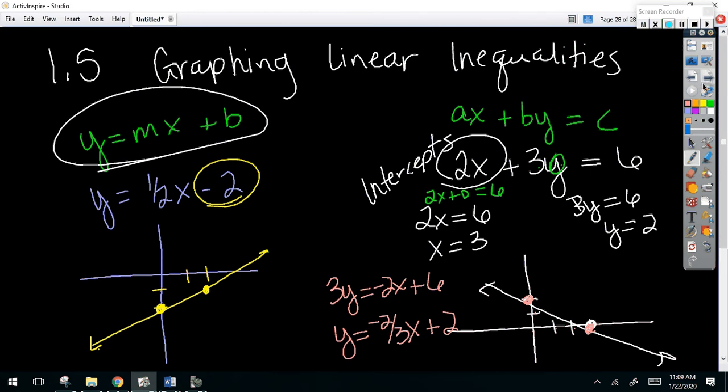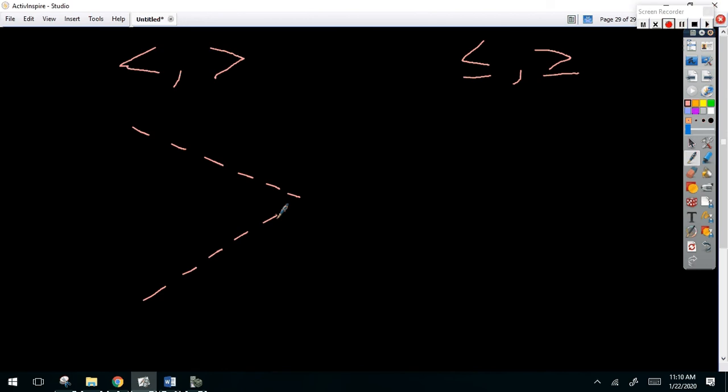Here's your first little inequality tip. If I am less than or greater than with no line under it, so I'm exclusive, I am a dashed line. If I have a line under it, which is inclusive, I am a solid line.